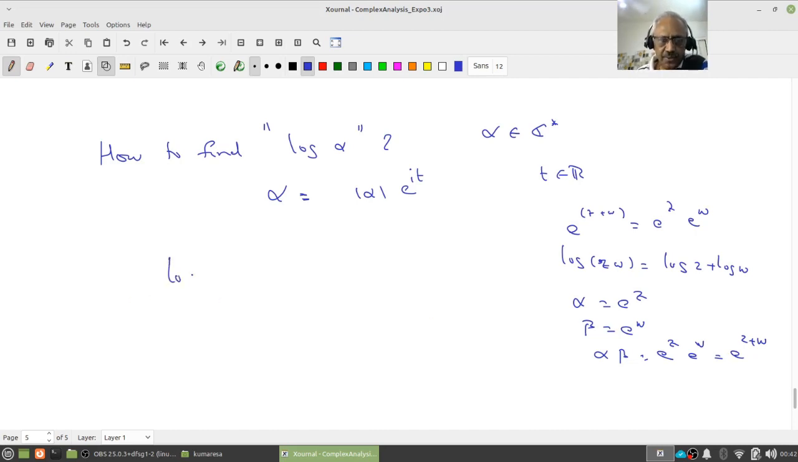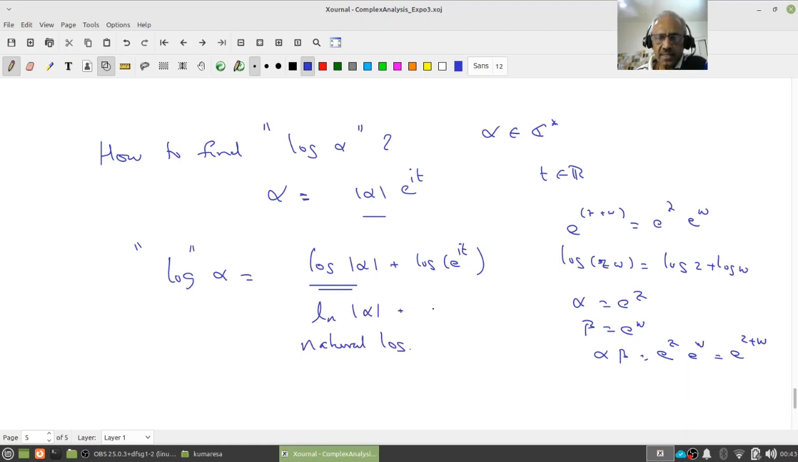Therefore intuitively logarithm of alpha should be logarithm of mod alpha plus logarithm of e power i t. This logarithm is not known. This I know: since alpha is non-zero, mod alpha is a positive real number. Therefore, this is a natural logarithm. Let us call it, as Americans would say, ln of mod alpha. This is the natural logarithm in real number analysis.